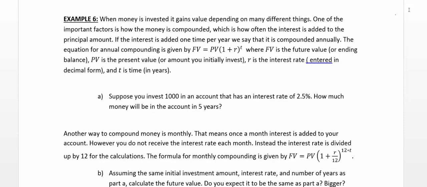There's nothing in this problem that says anything about a rate. In fact, we're just going to be doing a direct computation. If we're investing $1,000, that's a present value, the amount we initially invest. We want to know how much we'll have in 5 years. So that's a future value.